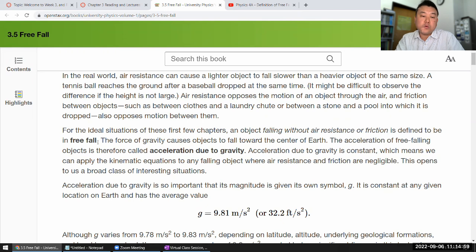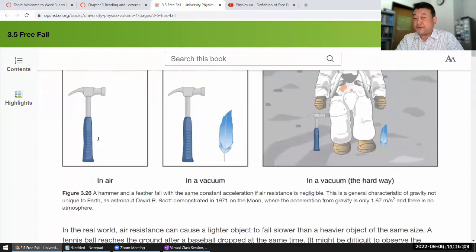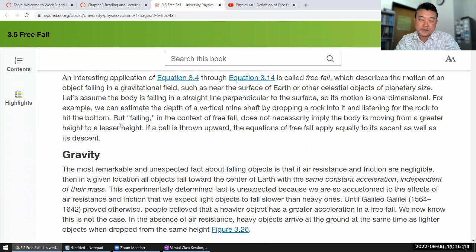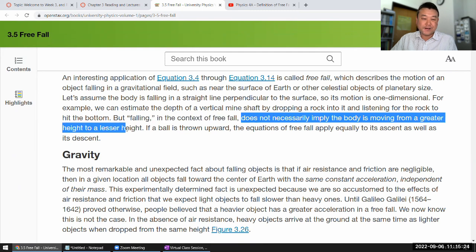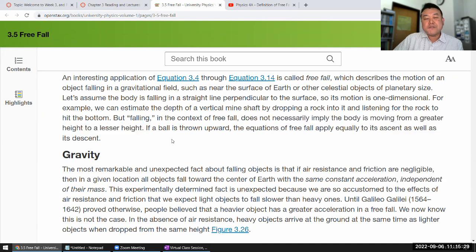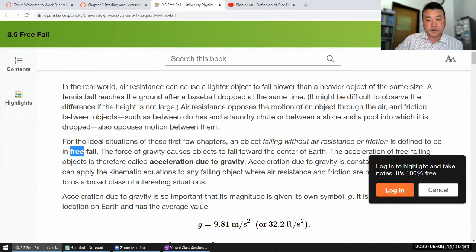And in the way we define free fall, what's more important is not actually the fall part, because if you look up above, you will see that we define fall kind of weirdly. So the falling doesn't quite help you connect our definition of free fall to your intuition. Because falling in the context of free fall does not mean the body is moving from greater height to a lesser height. So what does falling mean? It's almost meaningless. When we describe free fall, what's more important is the free part.